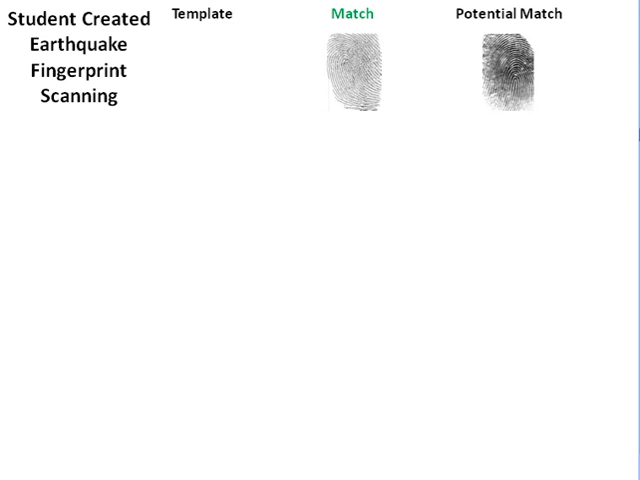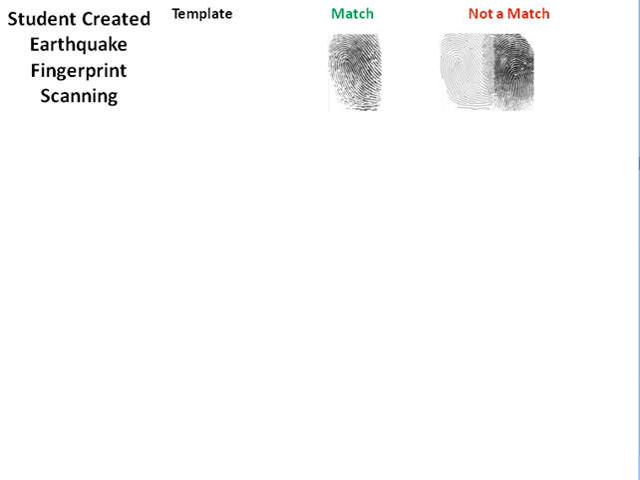We begin with the template pattern that we are looking for in a large dataset. We compare the template to each recorded fingerprint and look for a case where the patterns match. Although many other fingerprints look similar at first glance, a computer can automate the analysis to tell us when the patterns do match and when they do not.